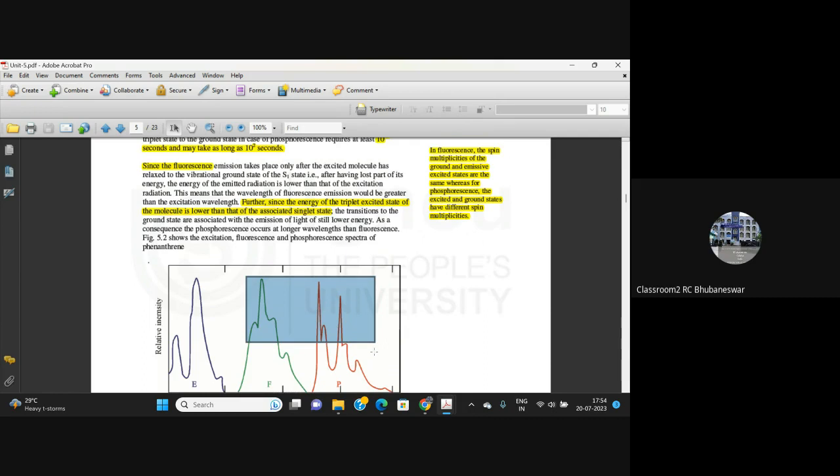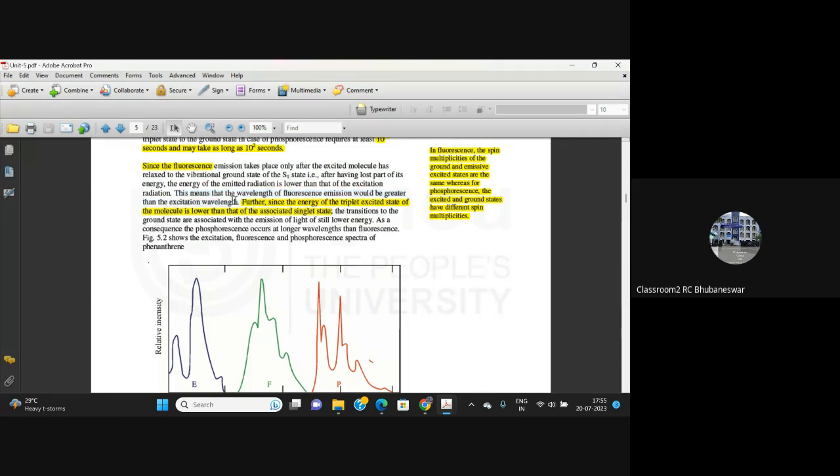Why so? Since fluorescence emission takes place only after the excited molecule has relaxed to the vibrational ground state of the excited state, after having lost part of its energy, the energy of the emitted radiation is lower than that of the excitation radiation. The absorbing molecule is losing some energy in that way. So the wavelength of fluorescence emission is greater than the excitation wavelength.